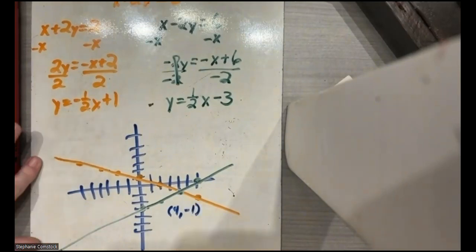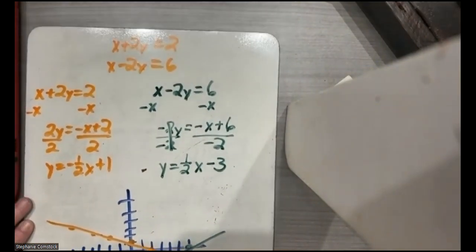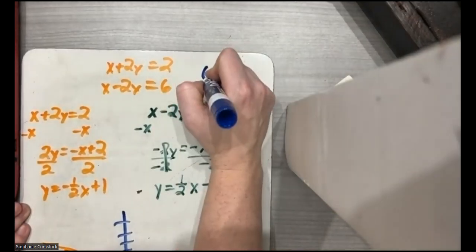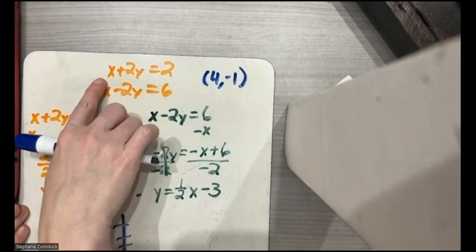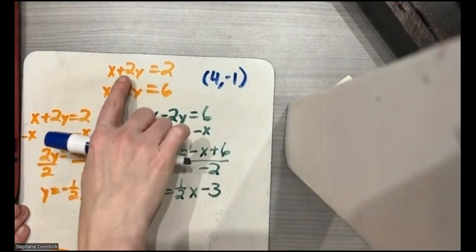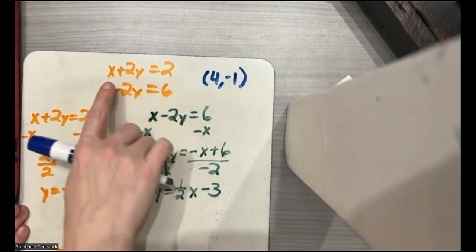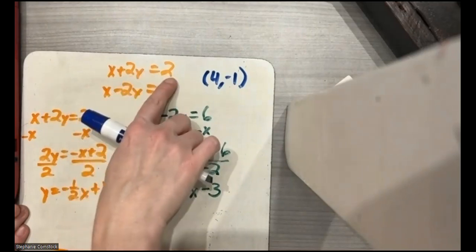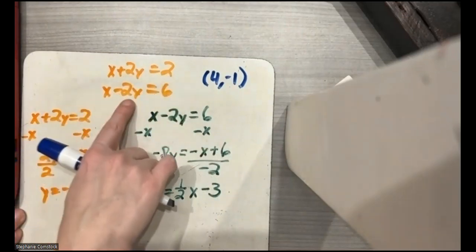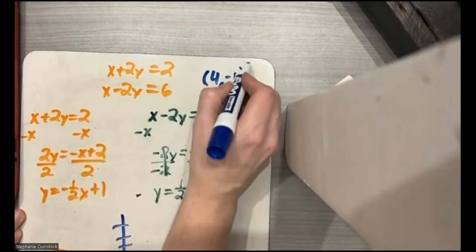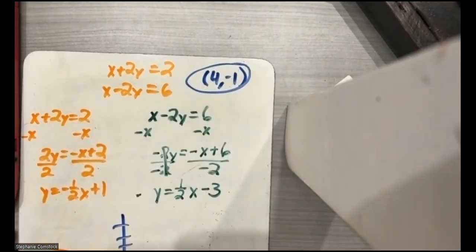Okay, so now if I'm uncertain, or if I want to just make sure and check and see if 4, -1 is my solution, I can in fact plug that in. So this will be plain here. 2 times -1 is -2. So 4 plus -2 is in fact 2. -2 times -1 is +2. So I've got 4 plus 2 is in fact 6. So now I know that that is where my solution is.